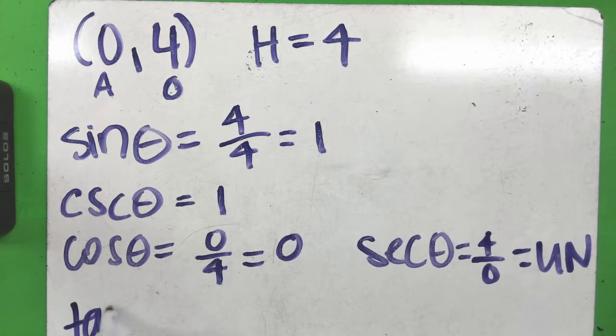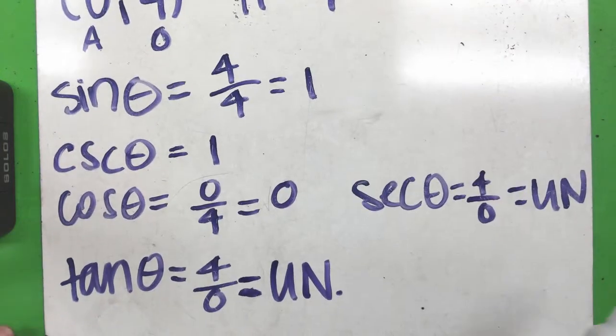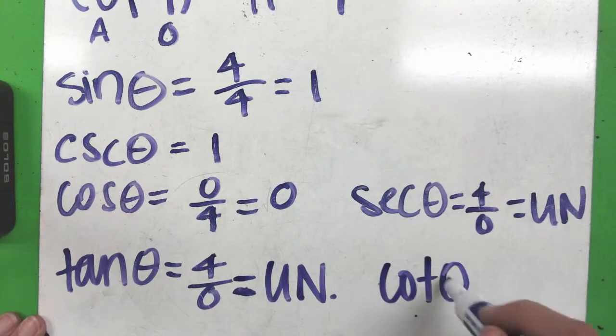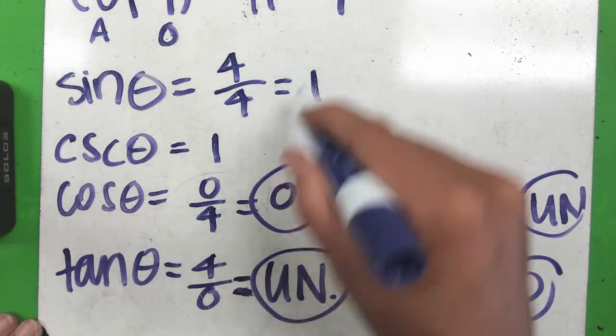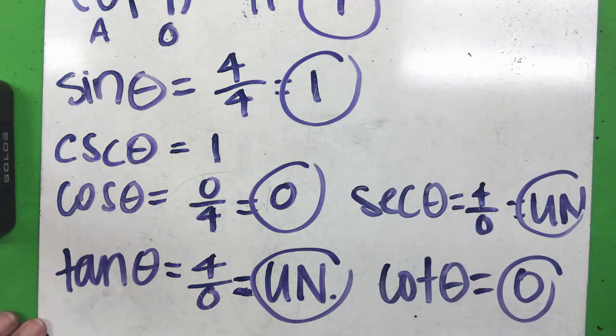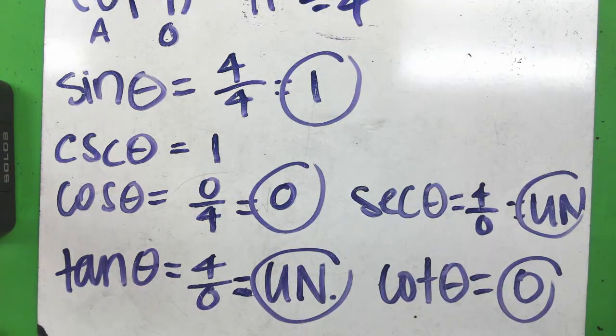All right, tangent is O over A, right? So it'd be what? Tangent? 4 over 0, which is undefined. Good, because again, 0 is on the bottom. Cotangent? Just 0. Good. Questions? Oops, didn't mean to circle that one. Anything I need to go back over on this one?